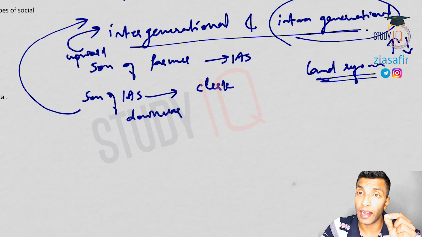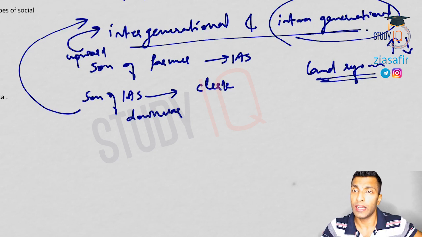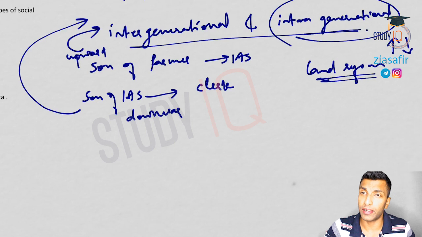On the other hand, the landlords, the zamindars who lost the land, they experience what mobility? The downward mobility. So land reform is an example of intragenerational mobility, within a person's own lifetime, upward as well as downward. Downward for landlords, upward for the landless peasants. I hope this is clear. So that's about intergenerational and intragenerational.